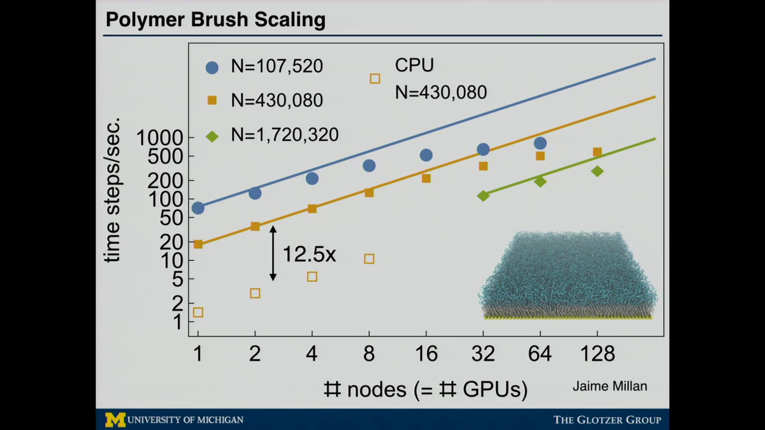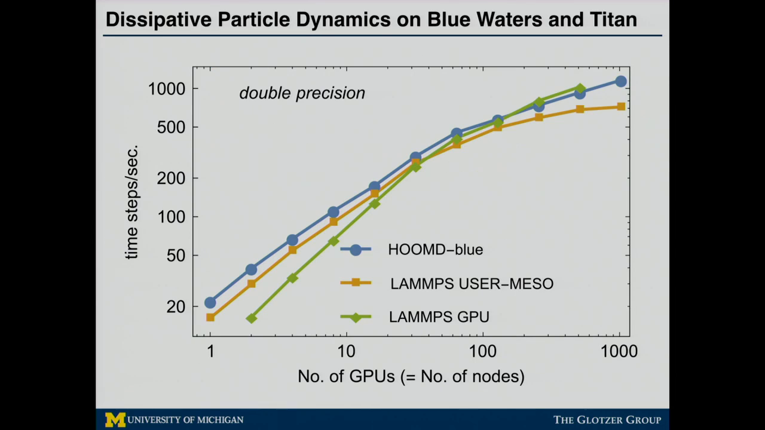And we get a speed up over a node of CPU cores, which is 12.5x, so that's also something that's significant and expected for GPUs always. And in dissipative particle dynamics benchmarks, we get a similar situation where we scale strongly out to 40 nodes.